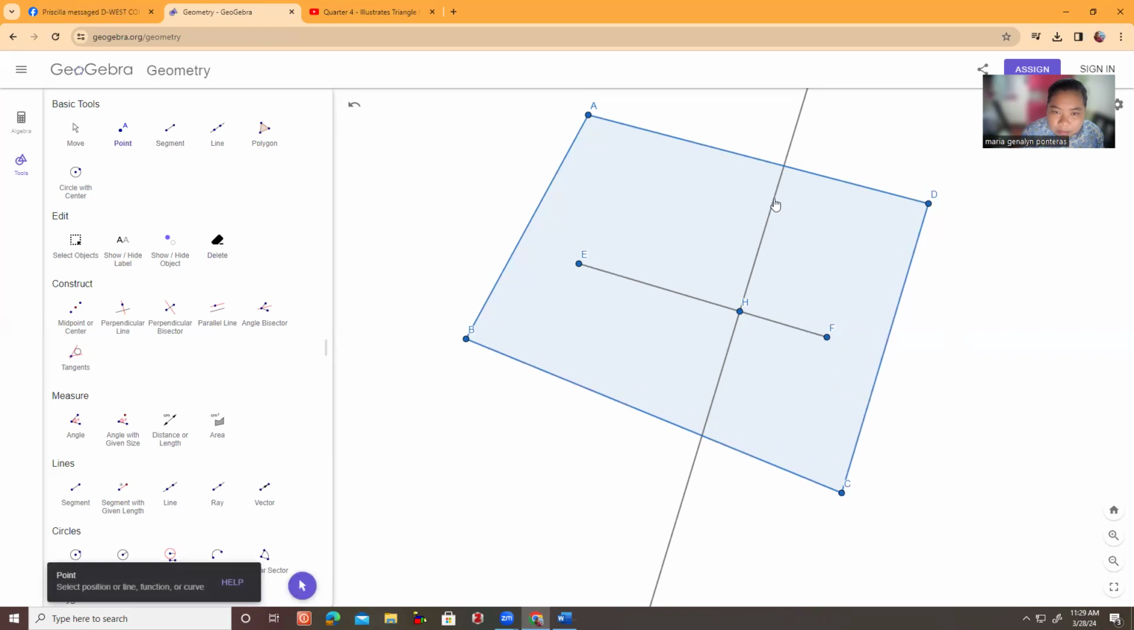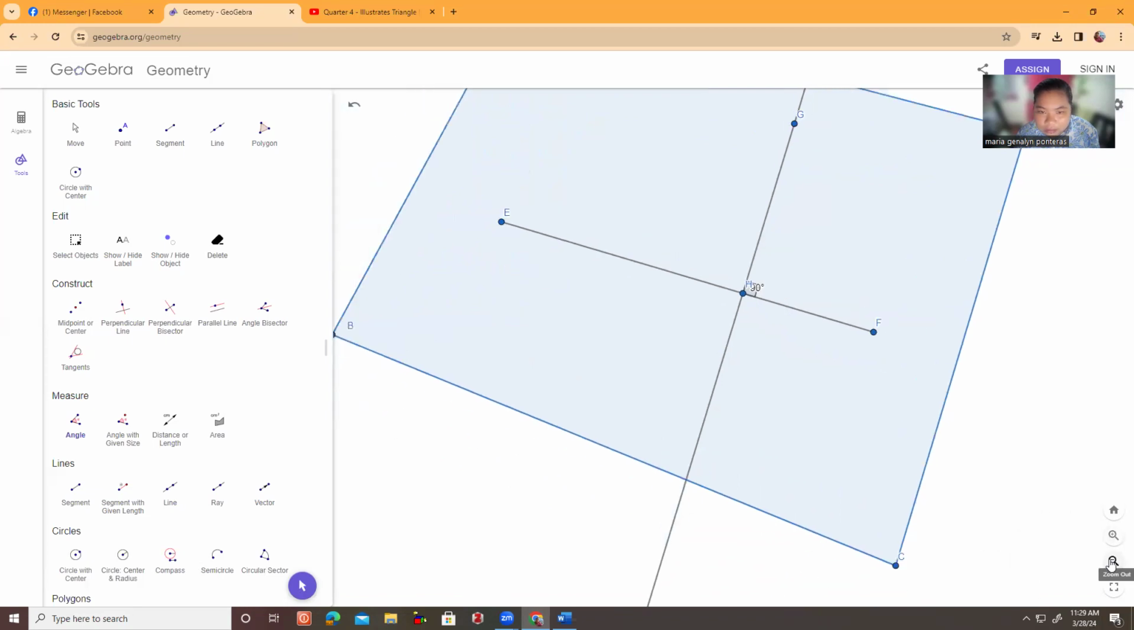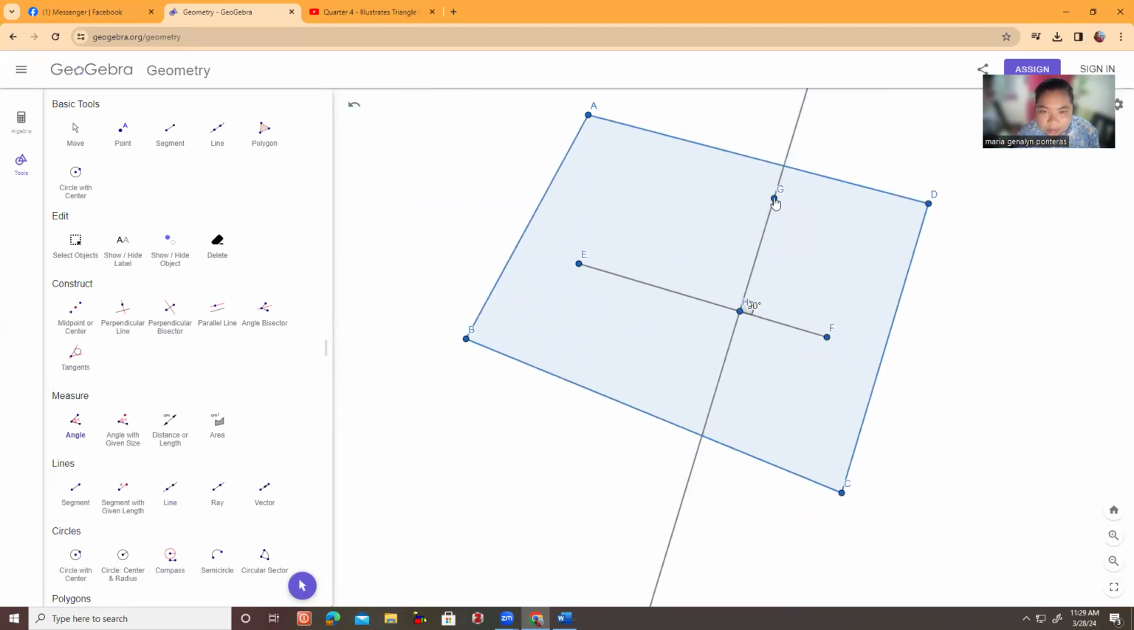So let's assign a point here, and this time let's measure. Must be 90 degrees. See, it formed a 90 degrees angle there. Let's try another one if it is 90 degrees. Yeah, it's already 90 degrees. So the perpendicular lines here are exactly one pair.